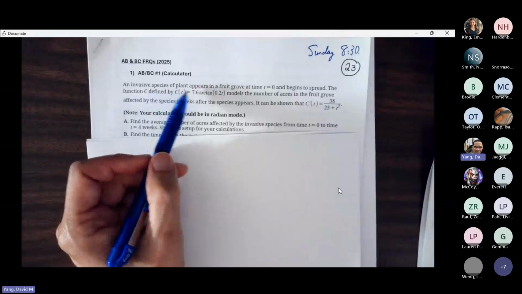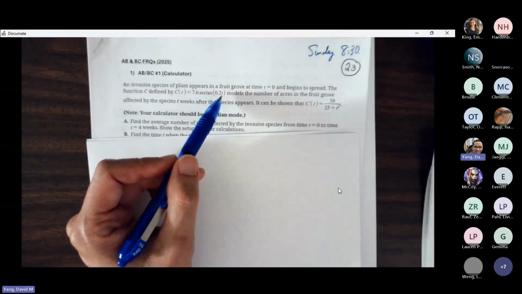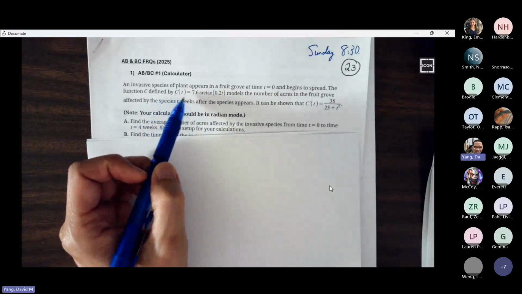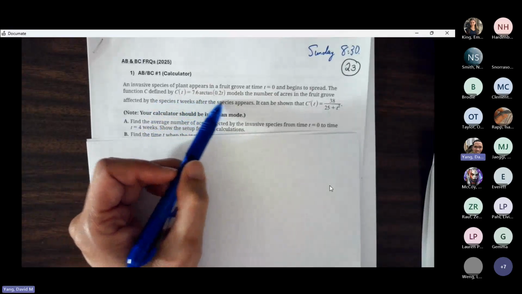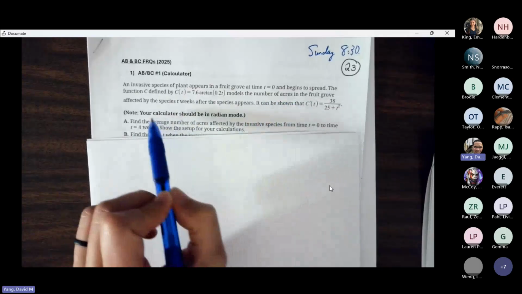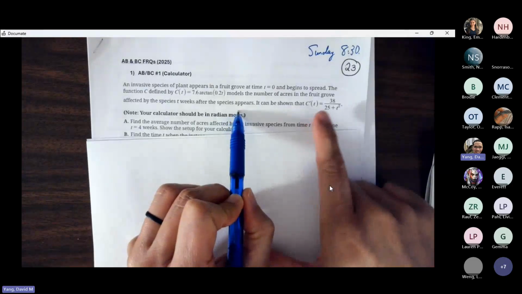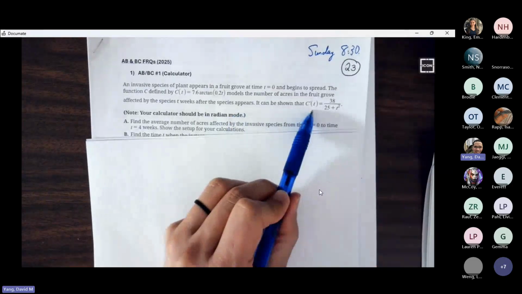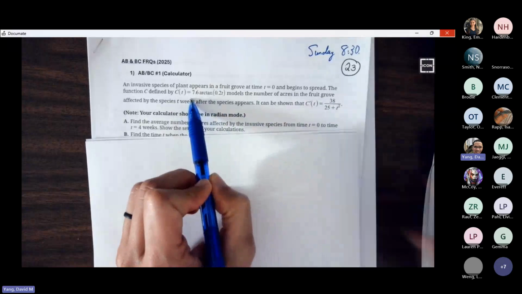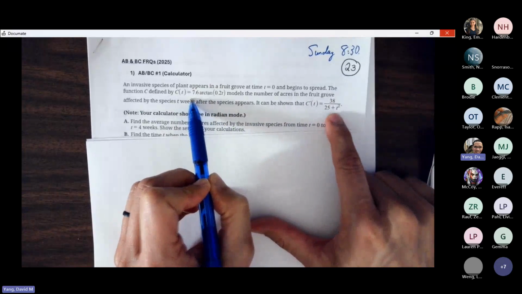An invasive species of plants appears in the fruit grove at time t equals 0 and begins to spread. The function c defined by c of t equals 7.6 arctan of 0.2 t models the number of acres in the fruit grove affected by the species t weeks after the species appear. It can be shown that c prime is given. So it's nice, they're giving you the derivative of c of t. They're giving you a head start, so you don't have to build that c prime on your own.